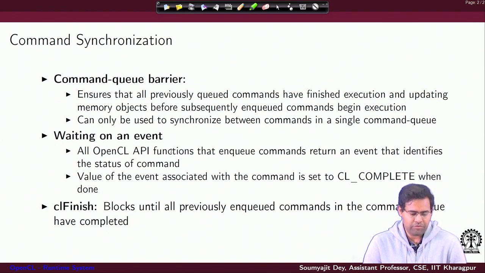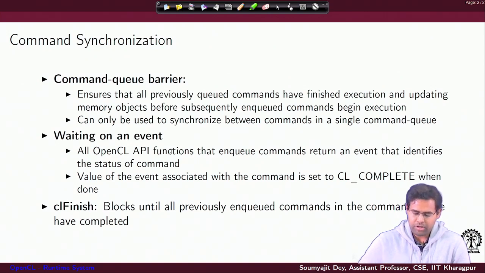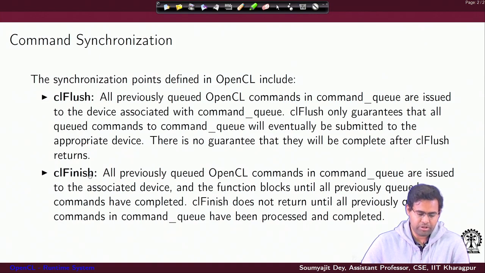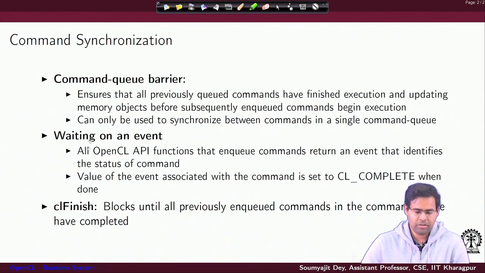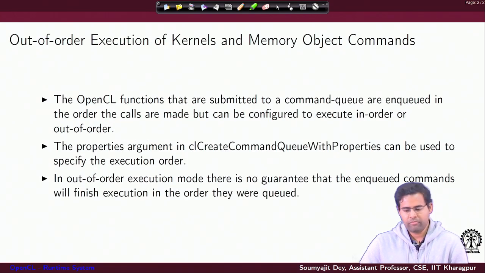And finally, you have the clFinish synchronization primitive, which blocks until all previously enqueued commands in the command queue have completed. Like we have already discussed clFinish and the difference between clFinish and clFlush. So, overall, these are the different primitives that we will be using.